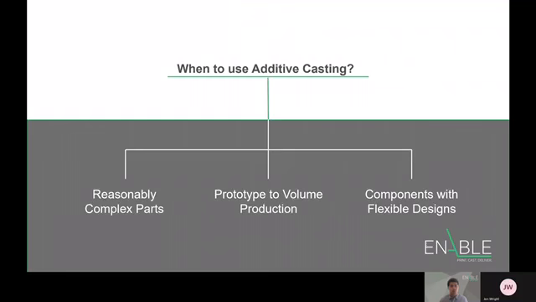So, which parts benefit the most from additive casting? As we saw earlier, parts should be reasonably complex to benefit from additive casting, and iterative part designs during the prototyping stage can be produced without an investment in tooling, extending up to production volumes, where each part can be individually customized without increasing cost. And if you're unsure whether your part is right for additive casting, get in touch with us, and we'll help point you in the right direction.